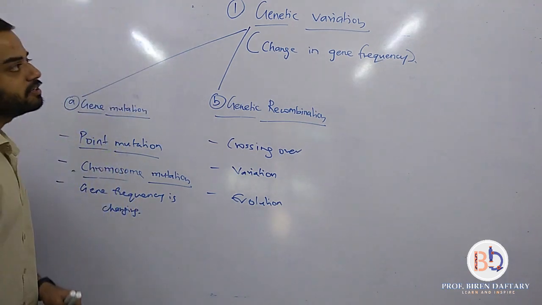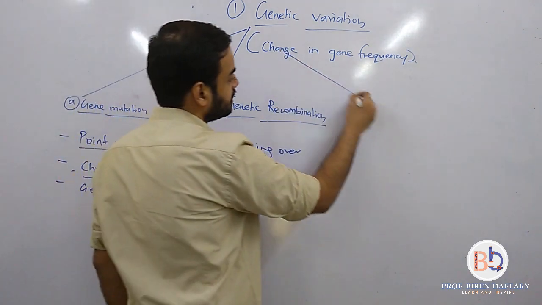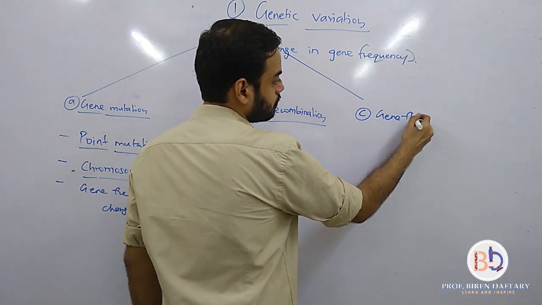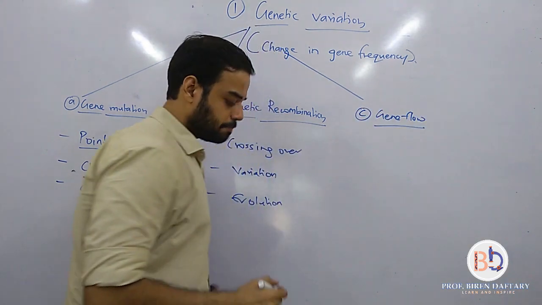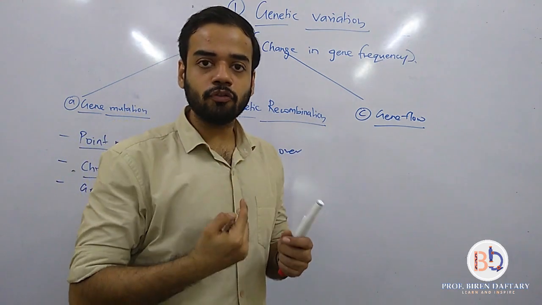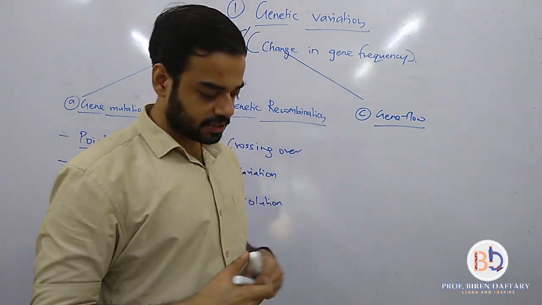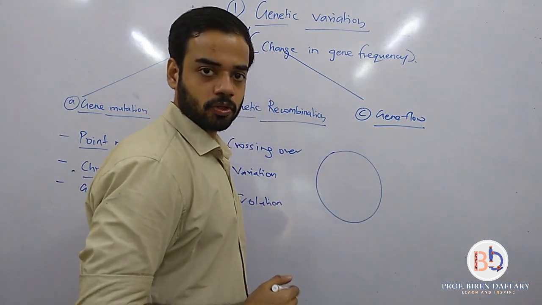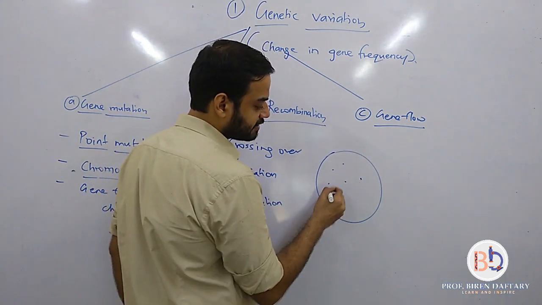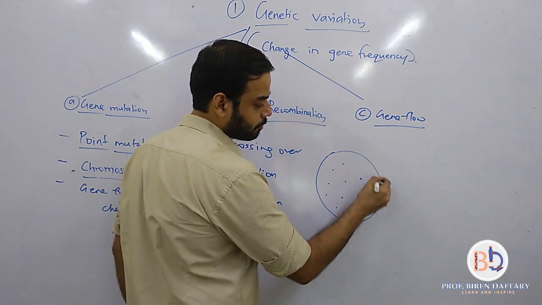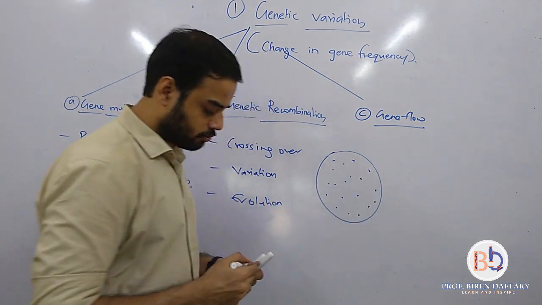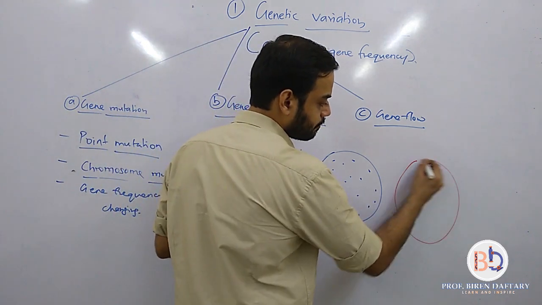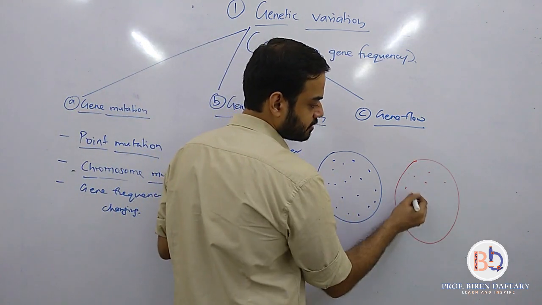The third factor which is causing genetic variation is called gene flow. What is gene flow? See, very simple. Genes flow from one population to another. Look, I am just drawing. This is one population over here. Okay, and I am drawing the organisms. So this is one Mendelian population. All the organisms are in blue. Now what I am drawing is another Mendelian population, all the organisms are in red.